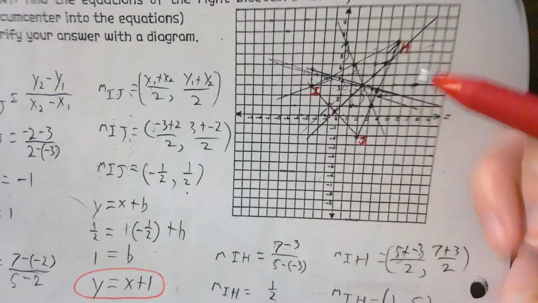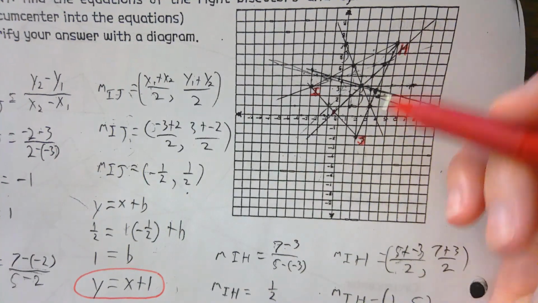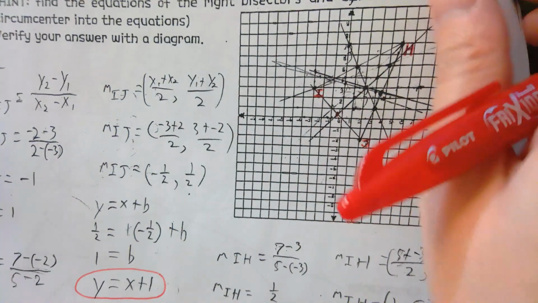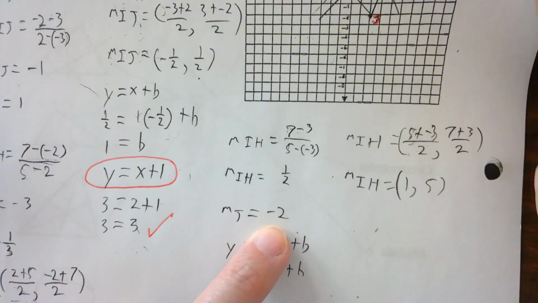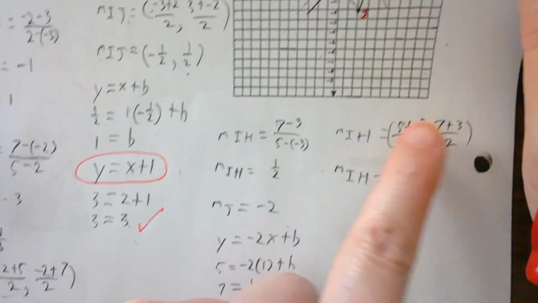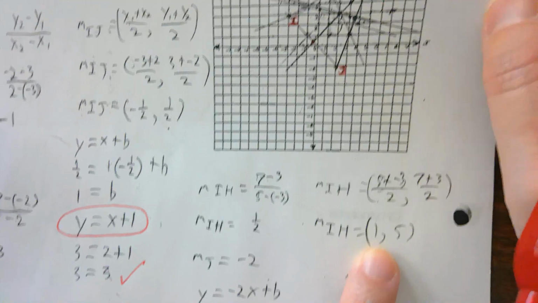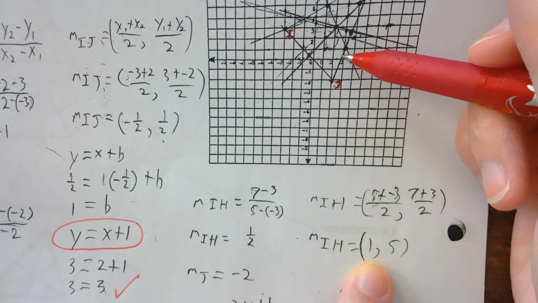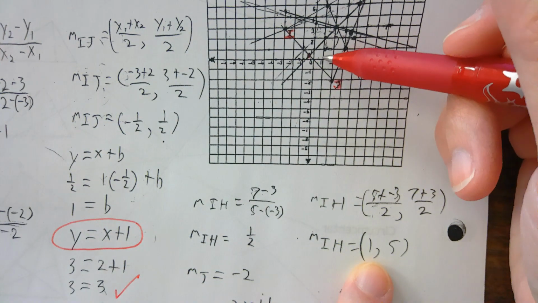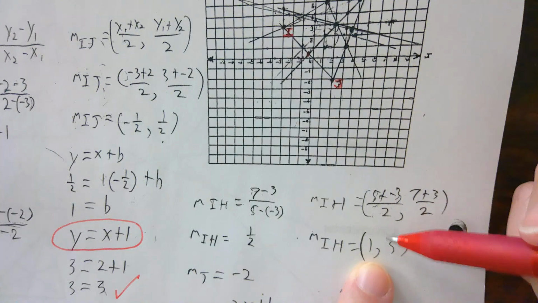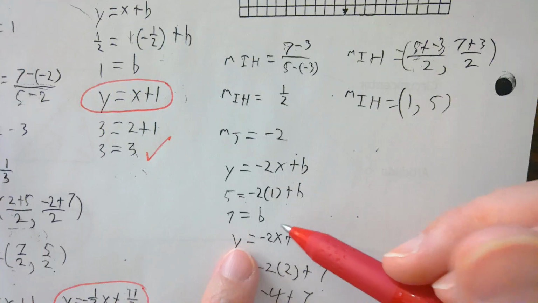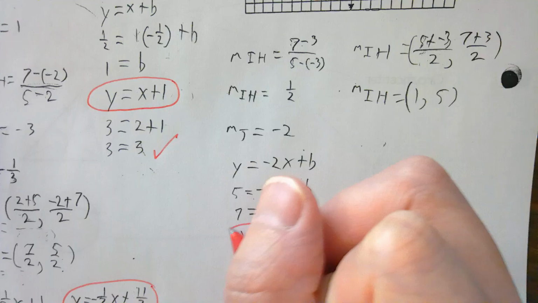Lastly, right here, again doing it for the 3rd time between H and J, do the slope, negative reciprocal slope, and then do the midpoint. Check with your diagram that the midpoint is at 1 and 5. Looks like it. Plug it in, y equals mx plus b. You have your equation right here.